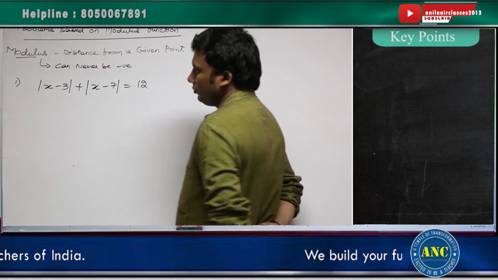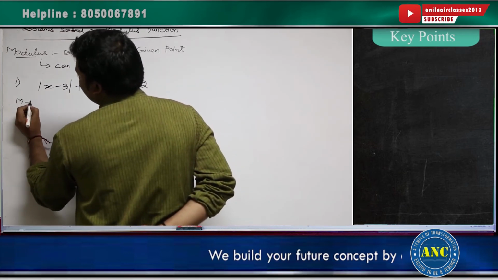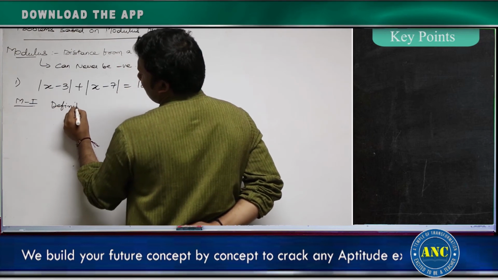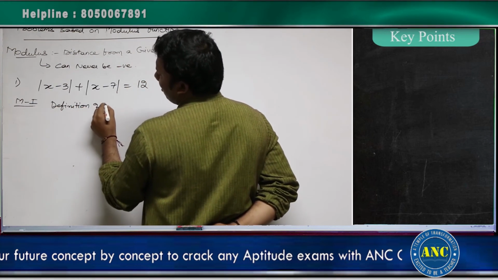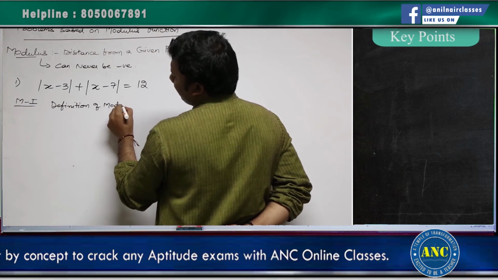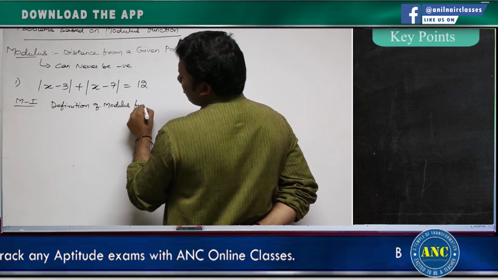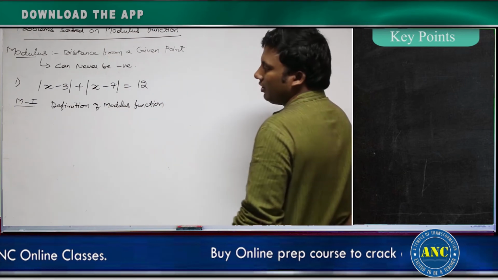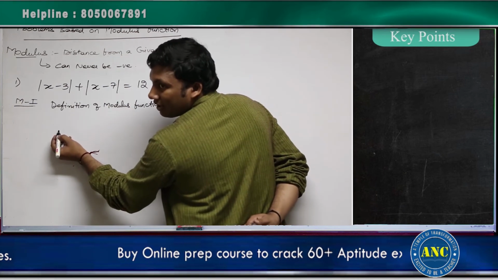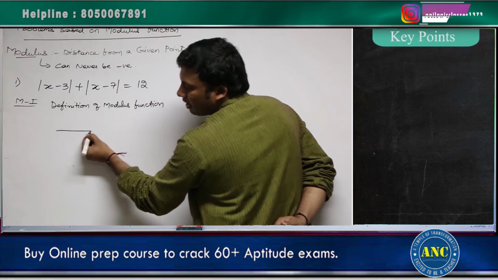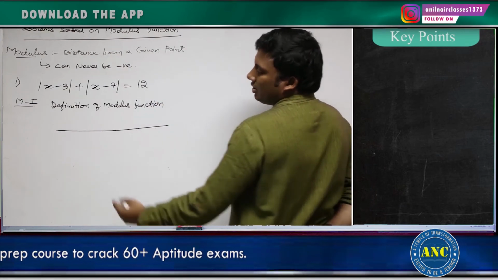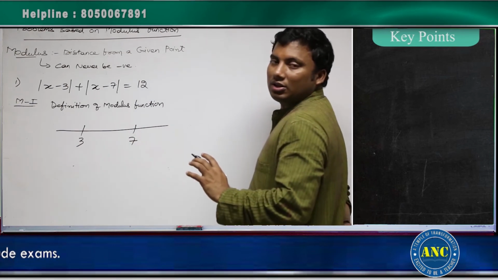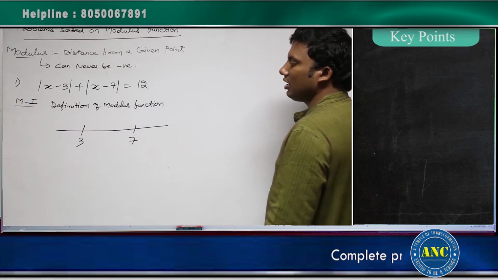Method 1: by using the definition of modulus function. Anyway, this method we are not going to use. First, listen to all the three methods. You take whichever method is convenient for you. The critical points are 3 and 7. Are you all with me? 3 and 7.